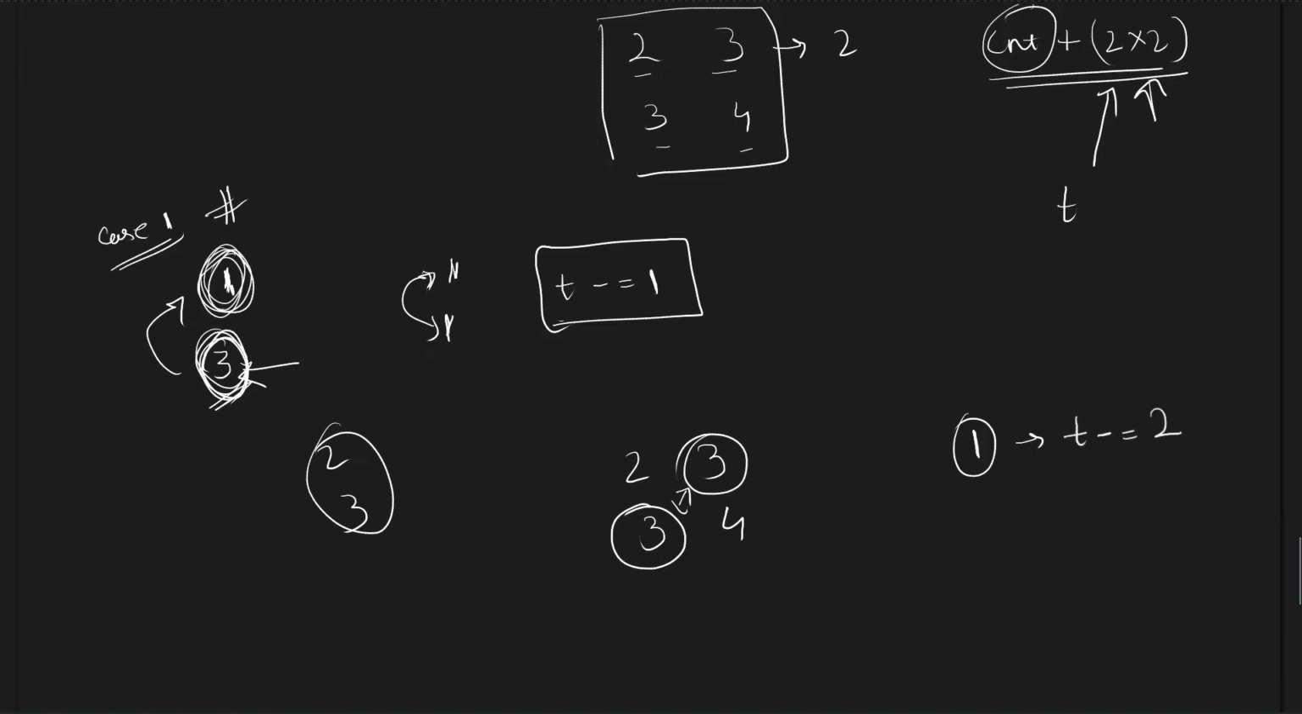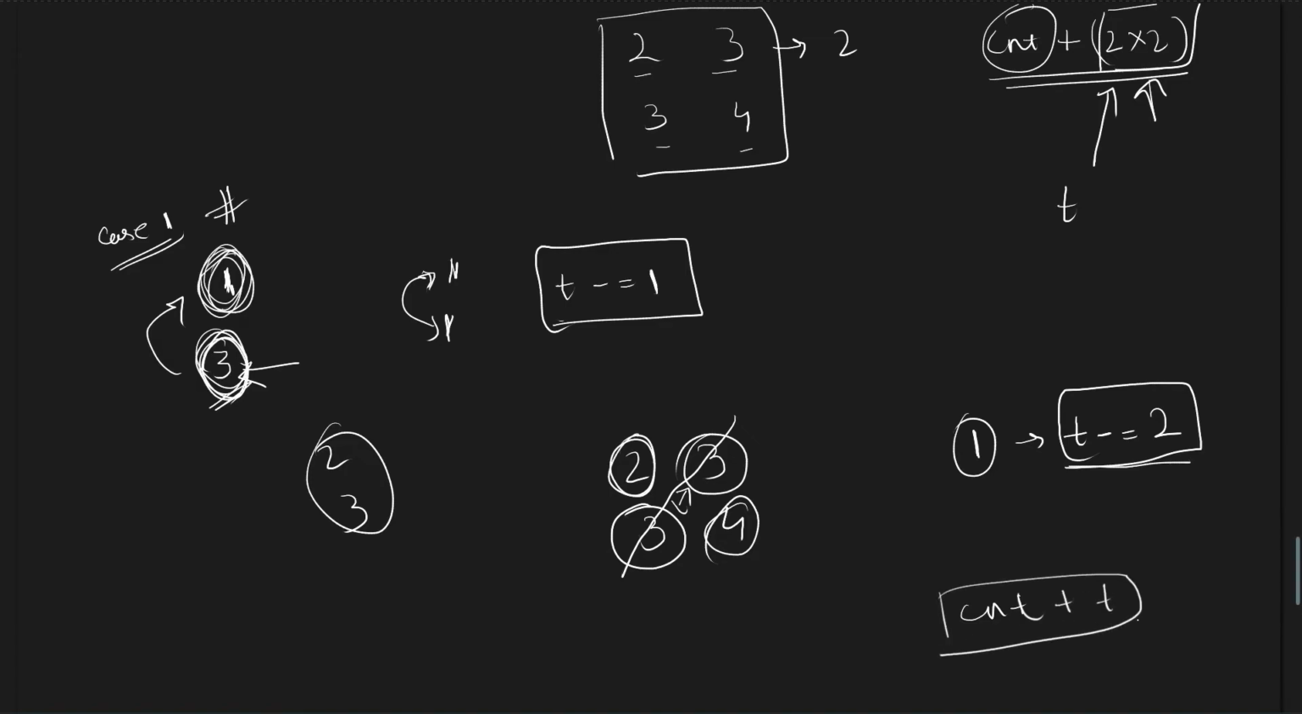Then I will do t minus equals 2, because both of them are already the same, so these two I eliminate. For all the remaining cases like these 2 and 4, I don't need to do anything because they were already included in t in the first place, and at the end I just print count plus t. So this would be my final answer. I have tried my best to reduce this value t: if there are extra ones, I can reduce t by 1. If both the elements are the same, I can reduce t by 2. So this is all I can do.